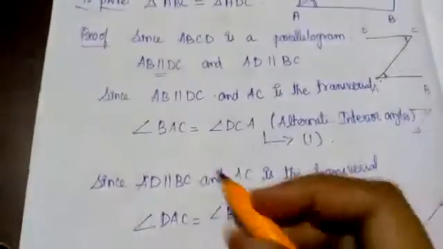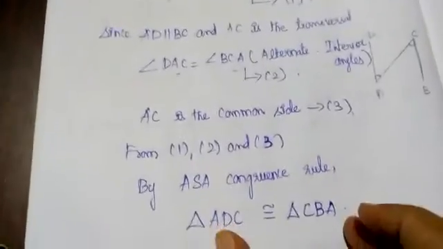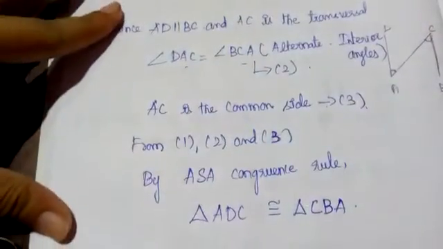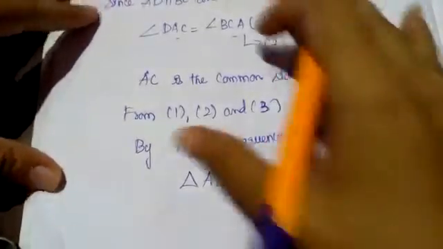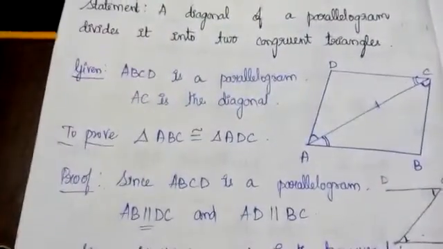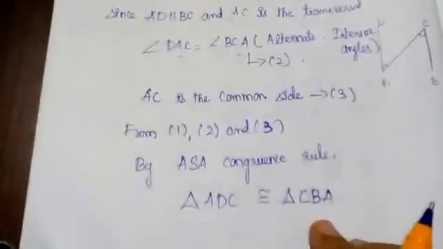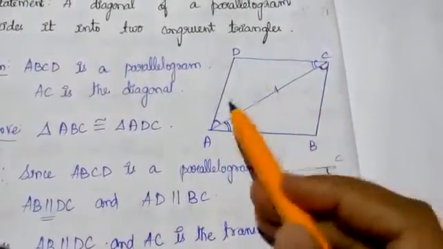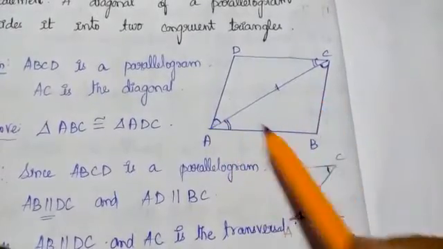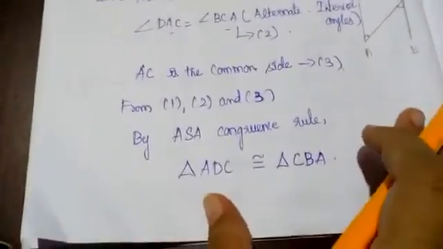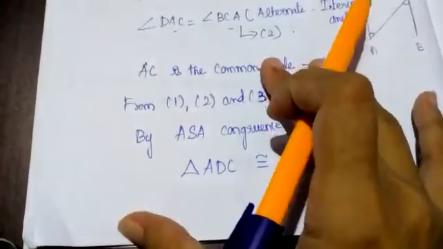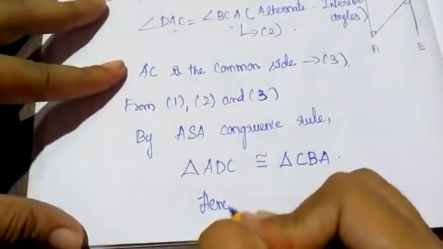Because we have proved that angle A is equal to angle C here, and here also we have proved angle A is equal to angle C. So triangle ADC is congruent to triangle CBA. Okay, next, we have proved that the triangles are congruent. So we have proved that the diagonal AC of a parallelogram divides the parallelogram ABCD into two congruent triangles. Those two congruent triangles are triangle ADC and triangle CBA. Got it? So last you can write it, hence proved.